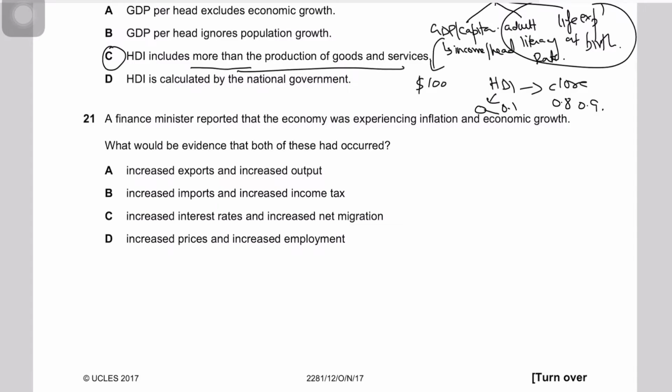Increase in net migration, again, doesn't make sense, because although yes, you can say that, the point is that we really can't be sure about it. Okay, so part D says increased prices and increased employment. This is the correct answer, because employment increases when economic growth is rising, since it creates more job opportunities.